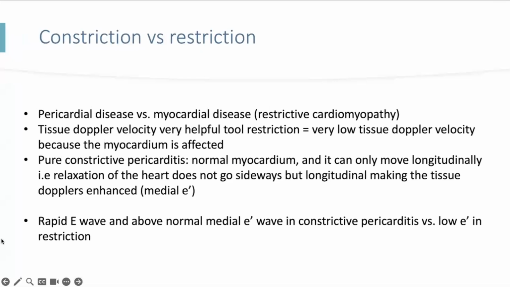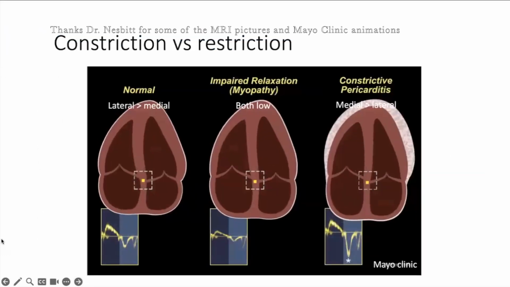Next thing I wanted to talk about is constriction versus restriction. An important point is that constriction is a pericardial disease, whereas restriction is a myocardial disease. So tissue Doppler velocities are very helpful in these cases, because they show very low tissue Doppler velocity in restriction, because it's a muscle issue and the myocardium is affected. While in pure constrictive pericarditis, they have normal myocardium, so medial E prime will be elevated because the annulus is moving freely, and it's not restricted because it's not a muscle issue. And this is a video to show that.